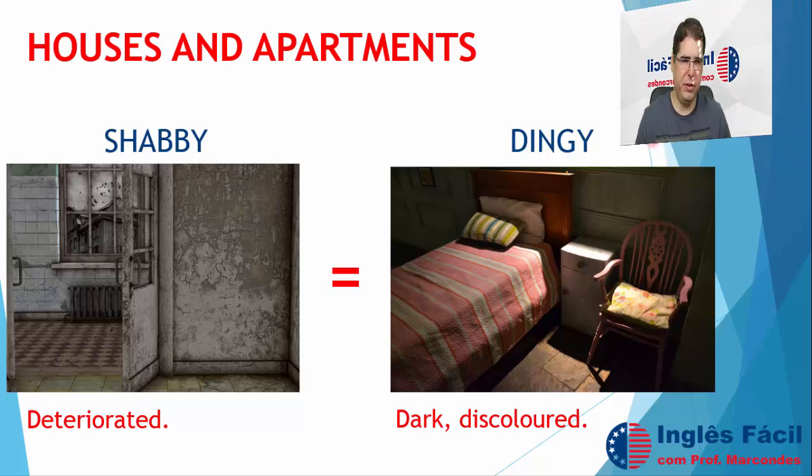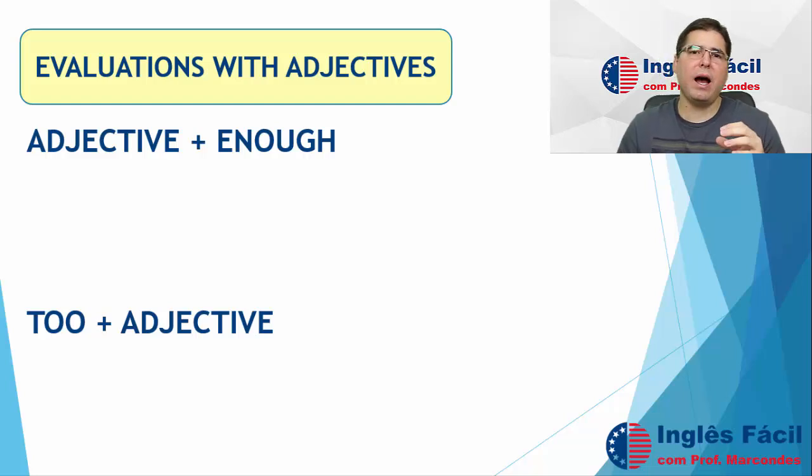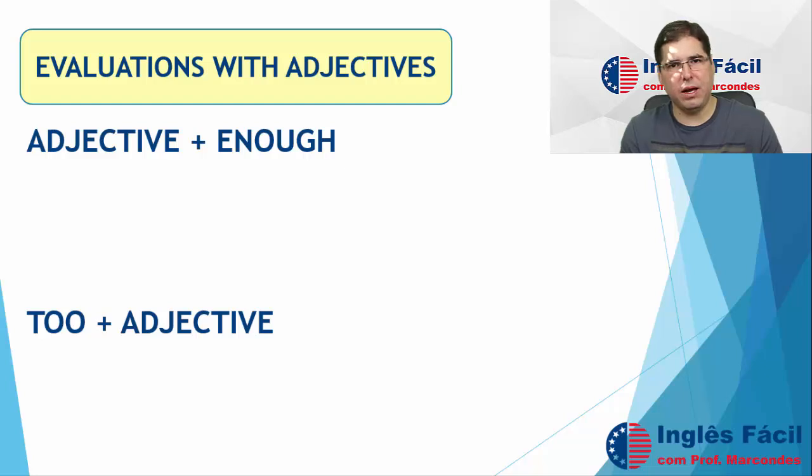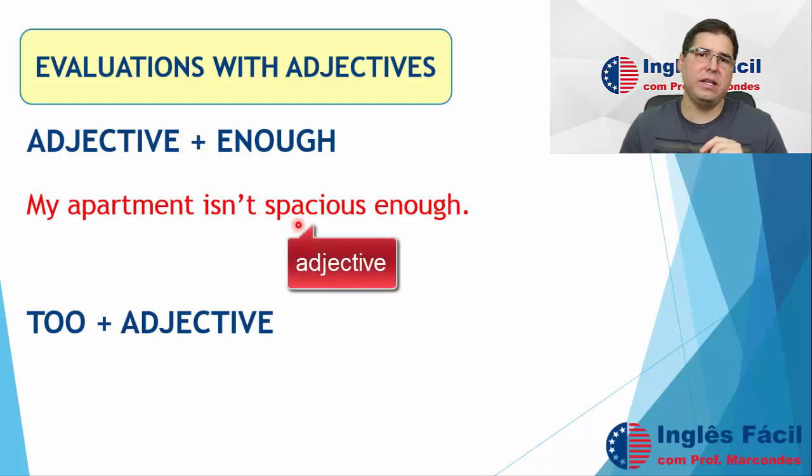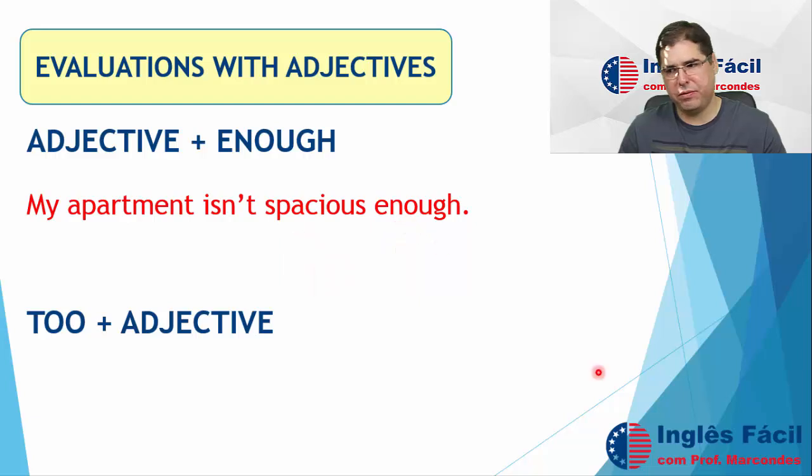Now, let's see how to evaluate houses and apartments, okay, using enough first and then using too. First, using enough. We always use enough after the adjective. Look here the examples. My apartment isn't spacious enough. My apartment isn't spacious enough. So we use enough after the adjective. So the adjective here is spacious. We say, my apartment isn't spacious enough.